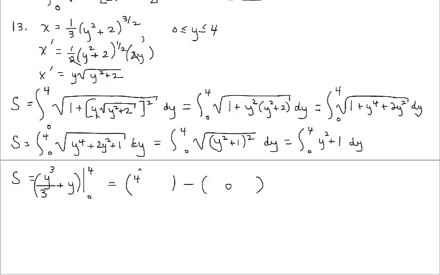Evaluate at the upper limit, so 4 cubed divided by 3 plus 4. Almost there. So cleaning up, 64 thirds plus 4 whole. We're going to want to make that have a common denominator, so that'll be 12 thirds. Final answer, 76 thirds.